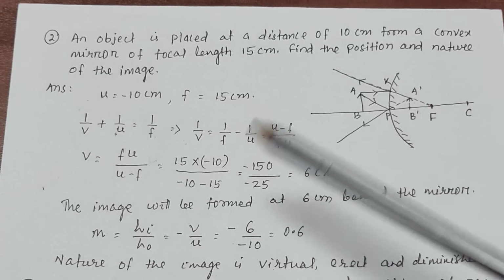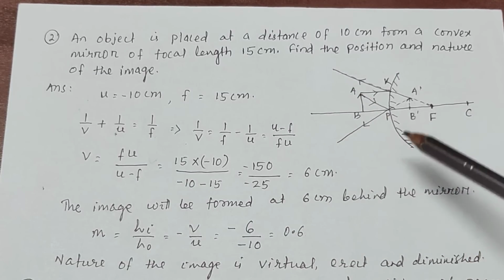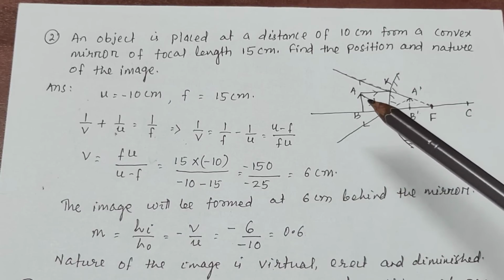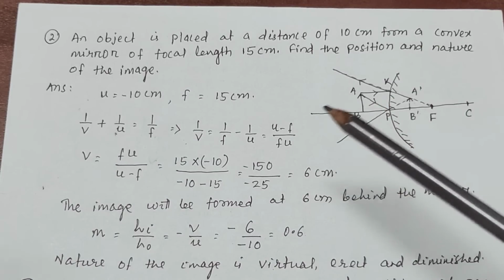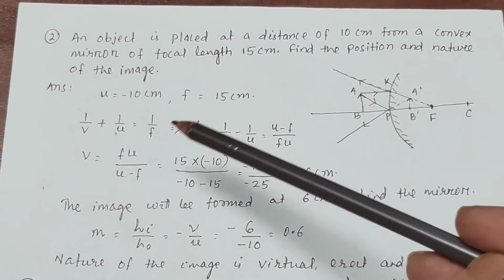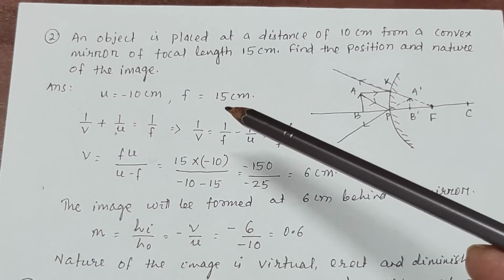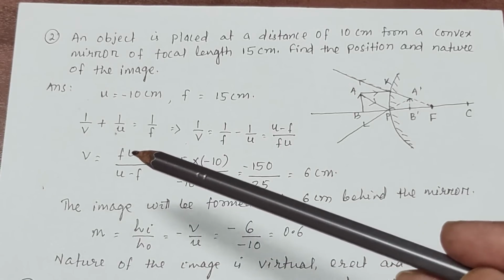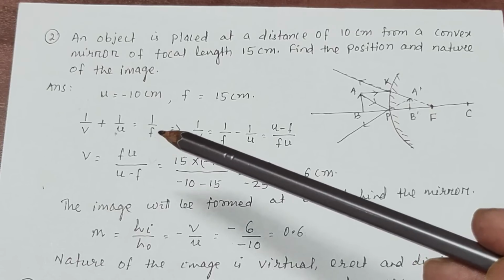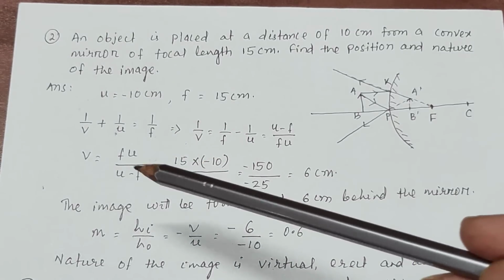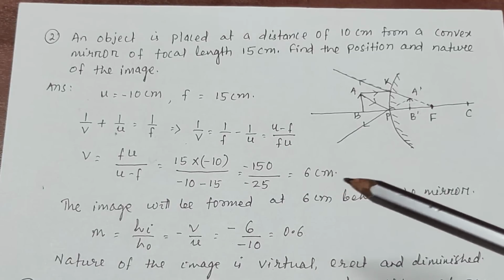Next problem: an object is placed at a distance of 10 cm from a convex mirror of focal length 15 cm. Find the position and nature of the image. Here the object distance is given 10 cm, focal length is given 15 cm. Using the mirror formula, 1 by v plus 1 by u equal to 1 by f, and putting the value of u and f, you will get v. V will be equal to 6 cm.